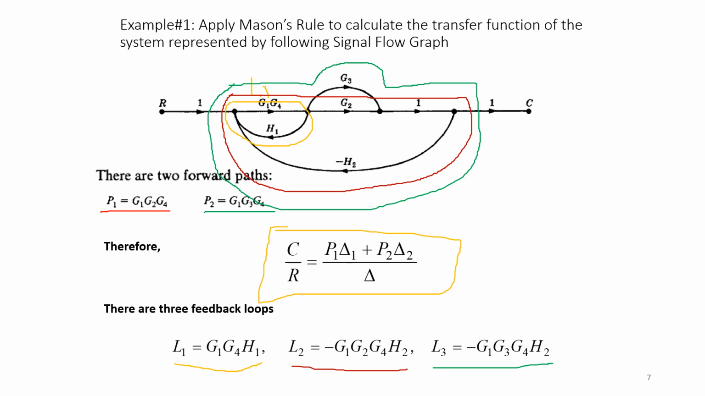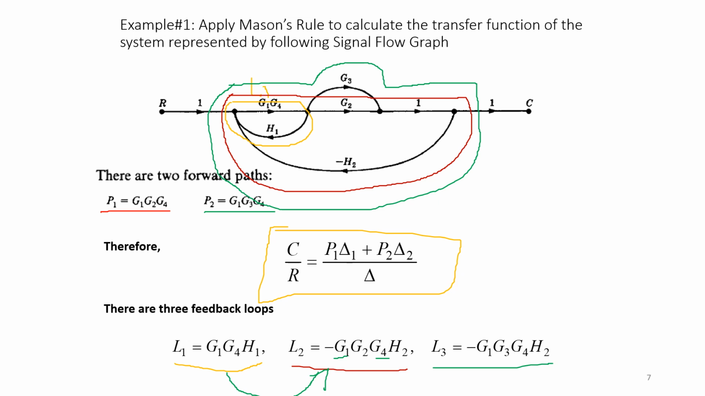Now after this you need to search for the number of non-touching loops. So we will take 2 loops at a time. Let's see whether L1 touches L2. The easy way to identify this is to see whether any of the gains I have in L1 is repeated in L2. You have G1 here, and here also you have G1; you have G4, and here also you have G4. That means these 2 loops touch each other, so I don't have a non-touching loop between L1 and L2.